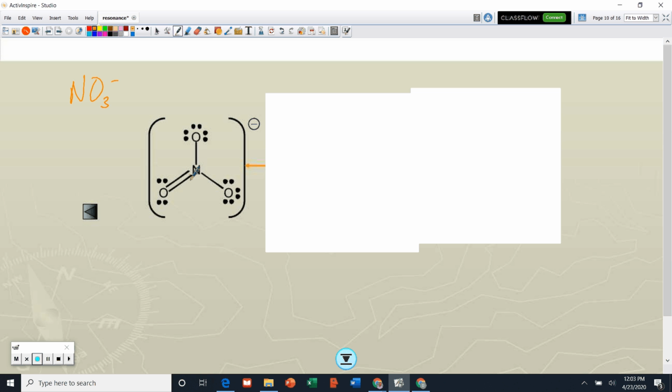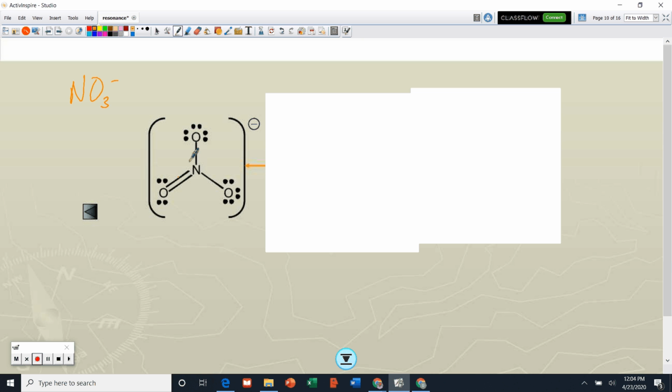All right, now, this is one possibility for drawing the structure. Now, this is going to seem kind of redundant or kind of obvious, but the thing that we can do with this is that this double bond doesn't have to be in this position.